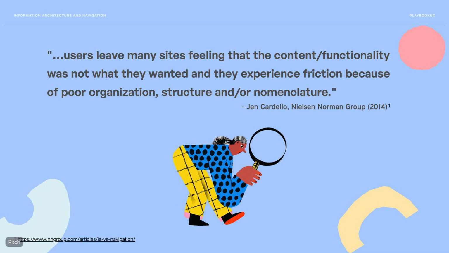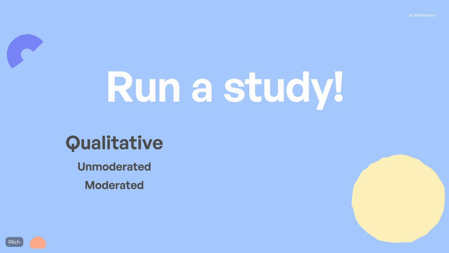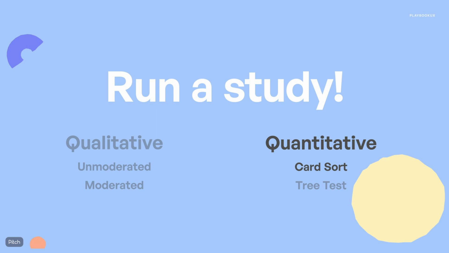But how do you determine if your navigation works or your content is easy to find? This is where user research can come in really handy. You can always run more qualitative studies to get in depth on how a person is thinking and doing the motions. These are very frequently done with unmoderated and moderated studies. But one of the easiest ways to get a top down view of your audience is by running a quantitative study like a card sort.